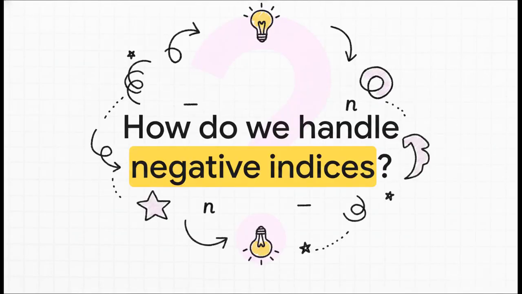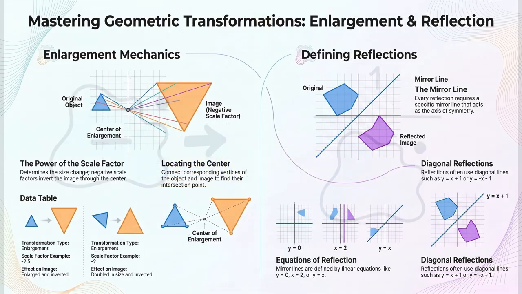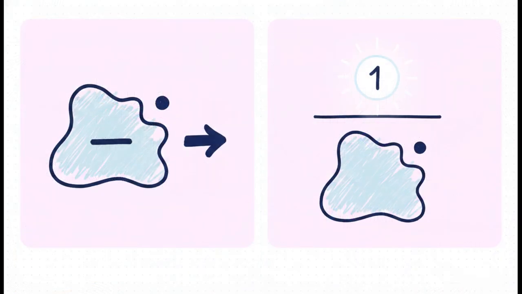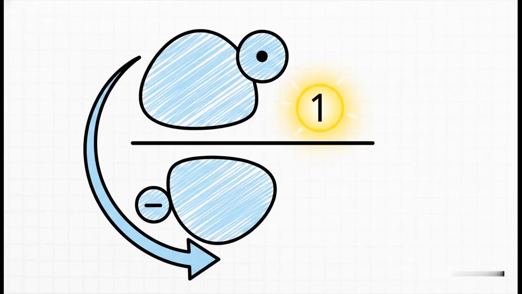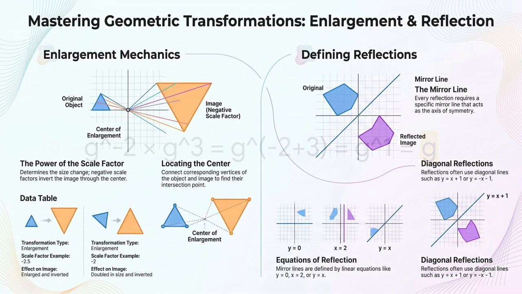All right, let's tackle another wild scenario. What do we do with negative indices? Using our previous rules side by side, we see a negative index actually just creates a fraction. Notice how that little negative sign flips the whole term right down into the denominator. See here? Adding -2 and +3 just leaves us with g to the 1st power.